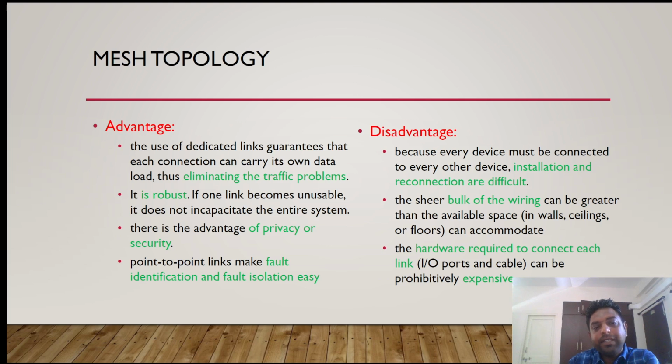The advantage of using mesh topology is that since each computer is connected to every other computer separately using a dedicated link, these are very robust. And if a particular link fails, the transmission of data between nodes is still possible through an alternative link. So that is the advantage. But what is the disadvantage? Since every node is connected with every other node, lots of cables are required. So there is a sheer bulk of wiring, which can be greater than the available space to accommodate. The other disadvantage is that it is not easy to install and reconnect, since the number of cables required is very large.